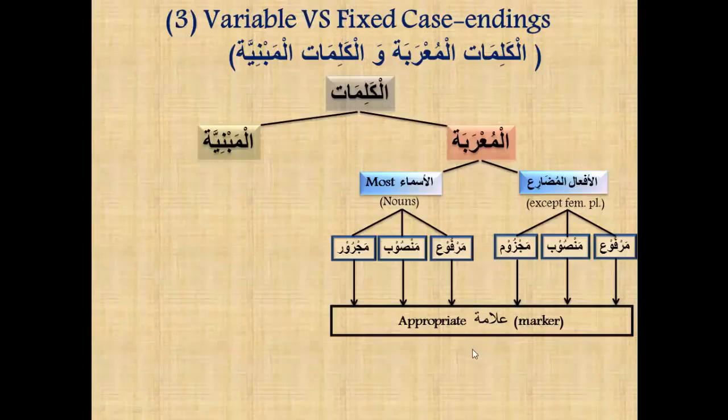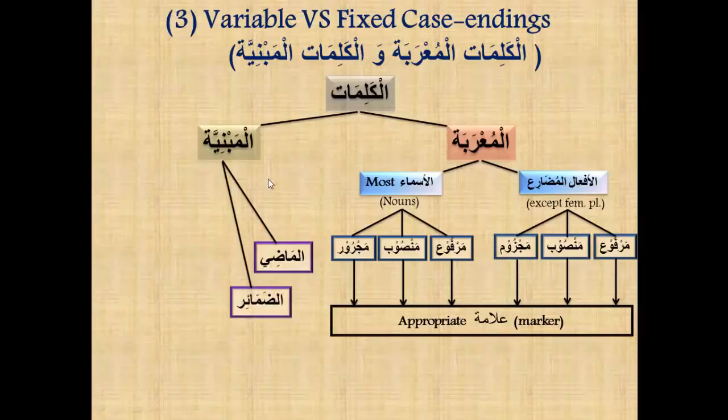What about the mabniya category? Mabniya words include al-madi, the past tense. Okay, so all past tense verbs are mabniya. They are fixed in their case ending. We have al-dhama'ir, the pronouns, huwa, hum, hiya, anta, antuma, antum, anti, antunna. All these are fixed, mabniya. So anta is always going to be anta, regardless of the context, regardless of any special factors around it. And we have others as well.